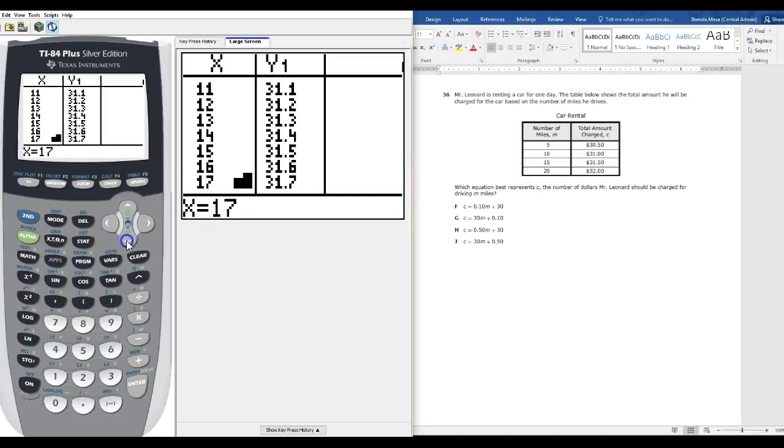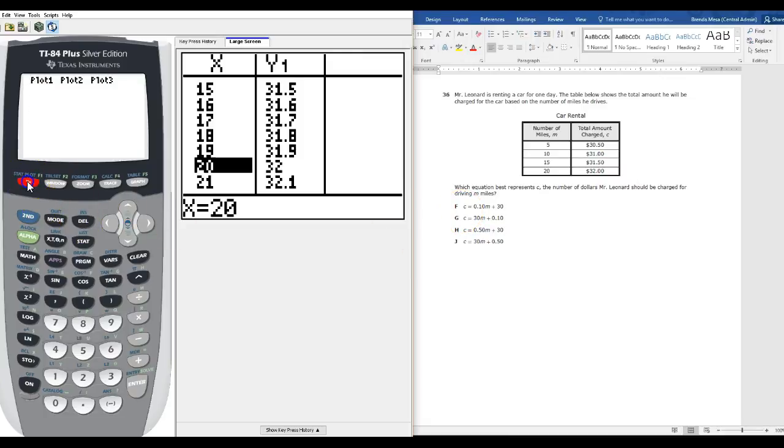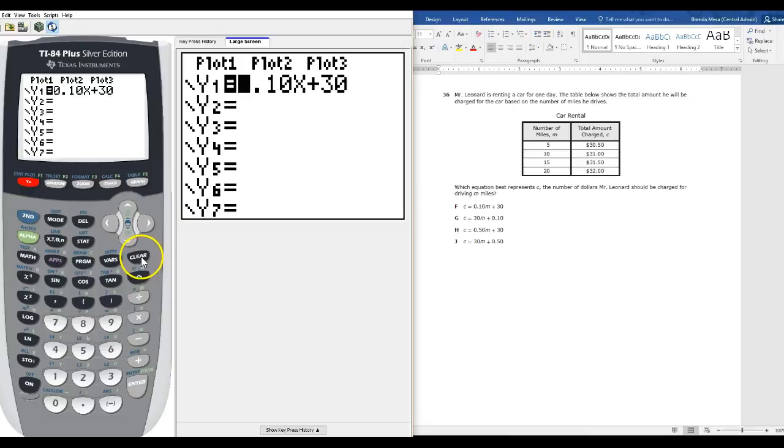I'm going to go, and just in case, check out 20, just for good practice. 20 and 32, and that matches. Therefore, answer choice F would be correct. But just for goodness, let's check out answer choice G. And I always had my kids check out all the answer choices just in case I typed in something incorrectly.